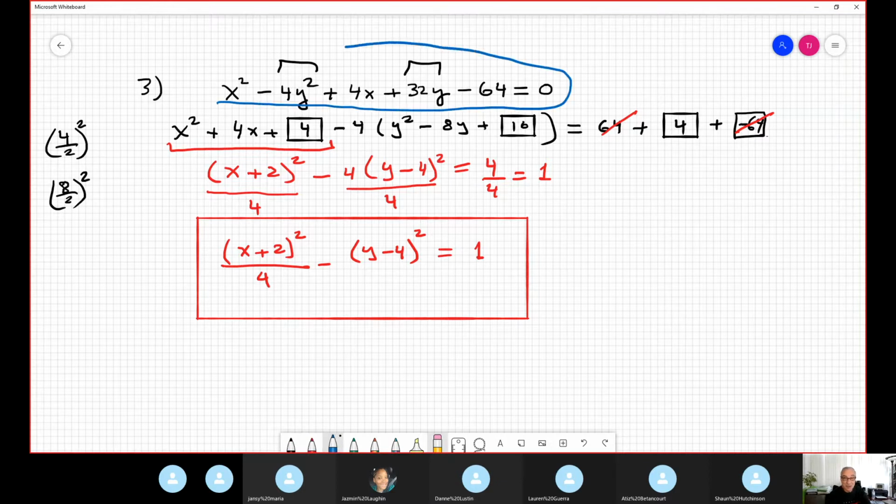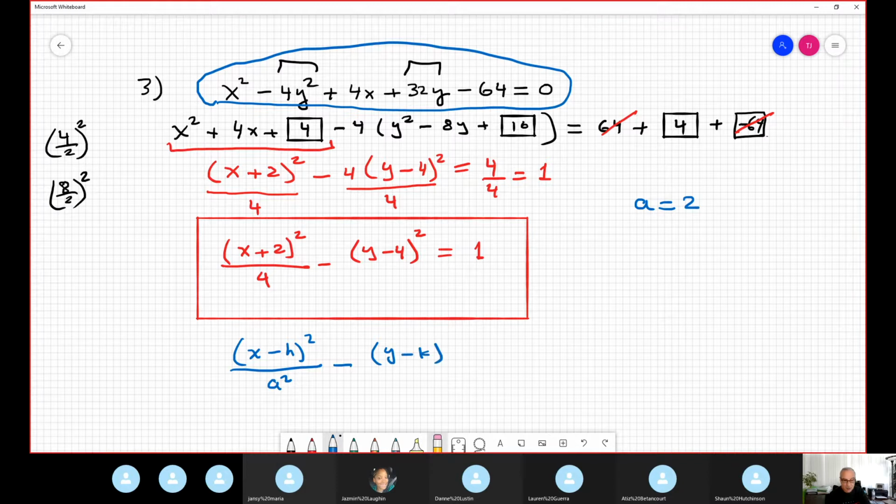However, in this case, I don't see anything totally lost. However, I am clear now. Okay, for example, a is 2. Remember, the hyperbola, a is defined. So let me recall, my formula is x minus h squared divided by a squared. A is associated in the hyperbola always with the positive part, minus y minus k squared over b squared equal 1. It's obvious that a is 2. It's obvious that b is 1. It's obvious that the center of this hyperbola is located at the point minus 2, 4, right?